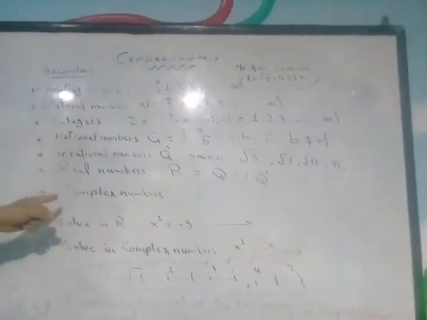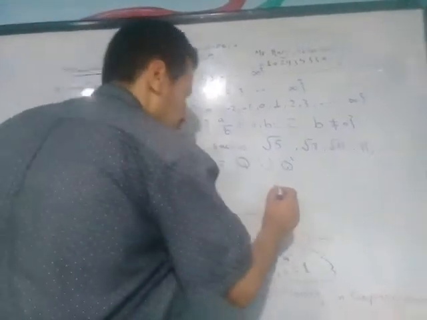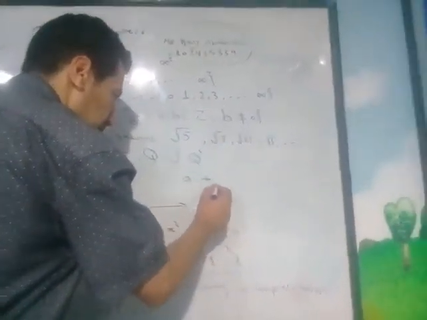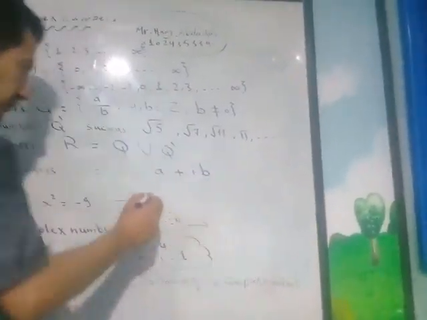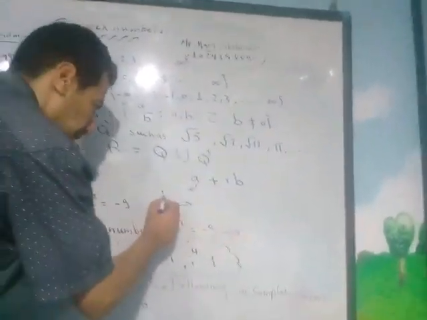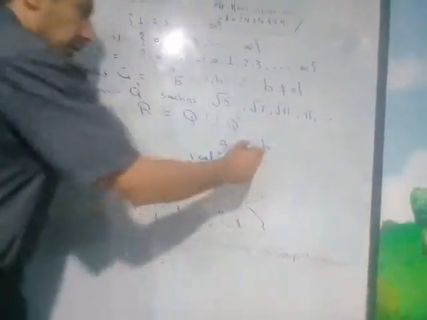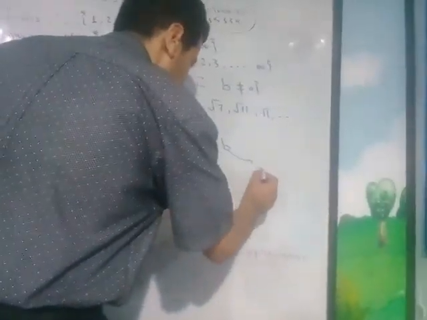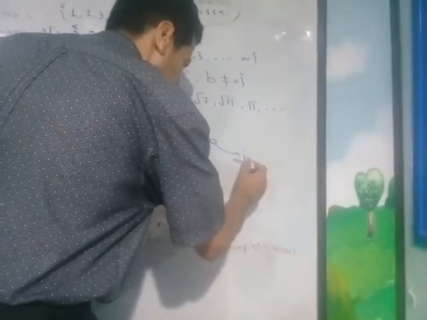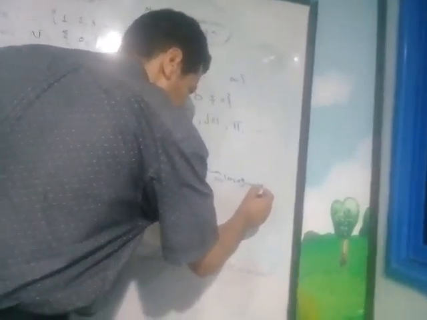Now we must know complex numbers. A plus i b. What about a? This is the real part. What about b? An imaginary part.